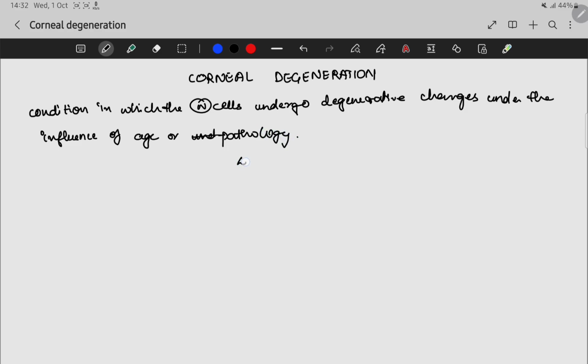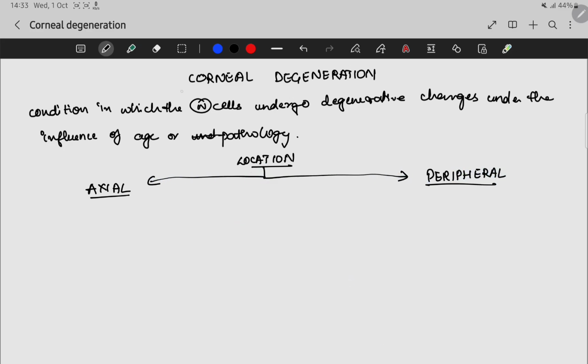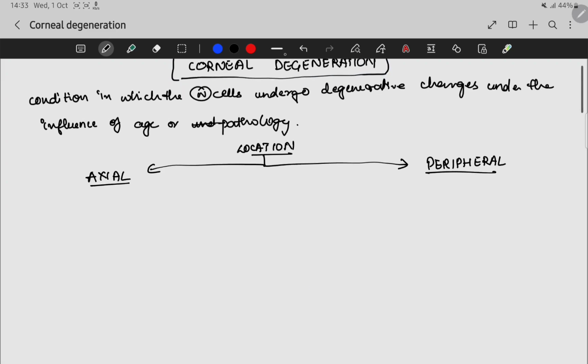So depending upon the location where this degeneration occurs, it can be divided into axial and peripheral corneal degenerations. Coming to the axial corneal degenerations, number one is fatty or lipid keratopathy, in which the lipid is deposited in the cornea. They can be a yellowish deposit in the cornea.